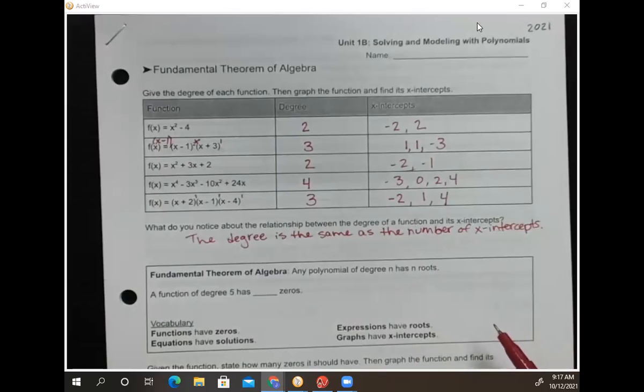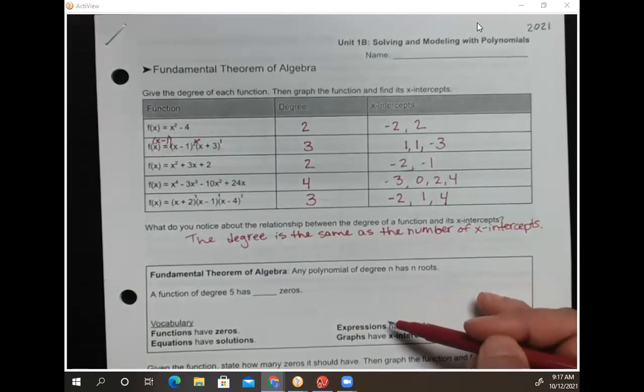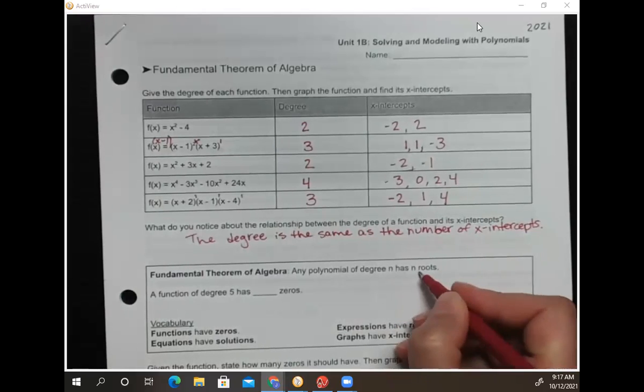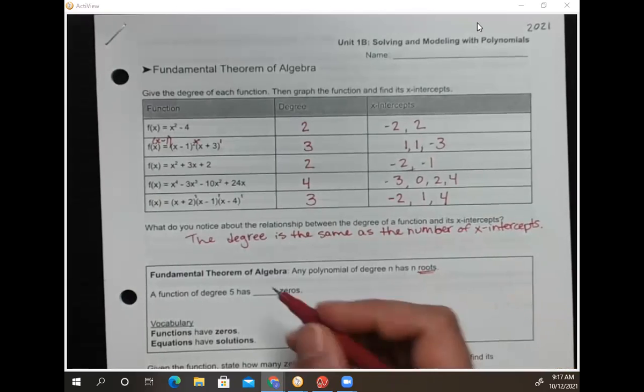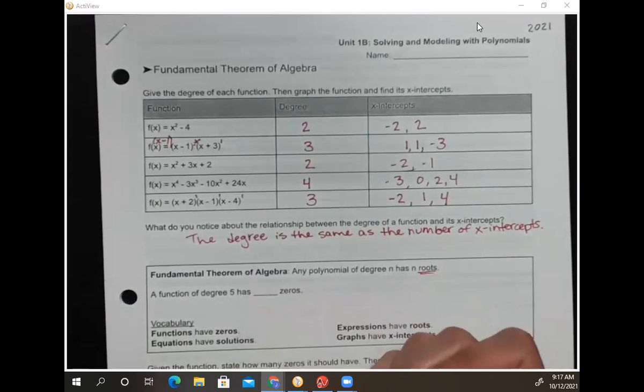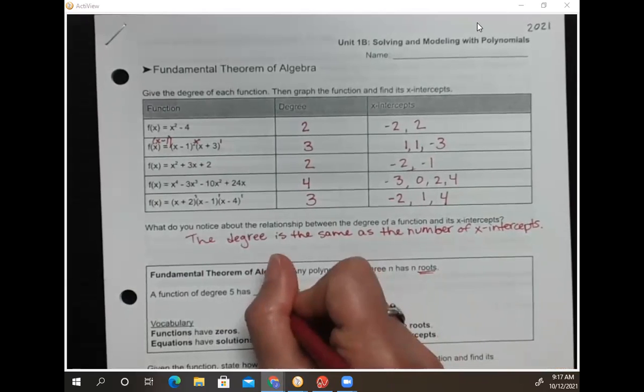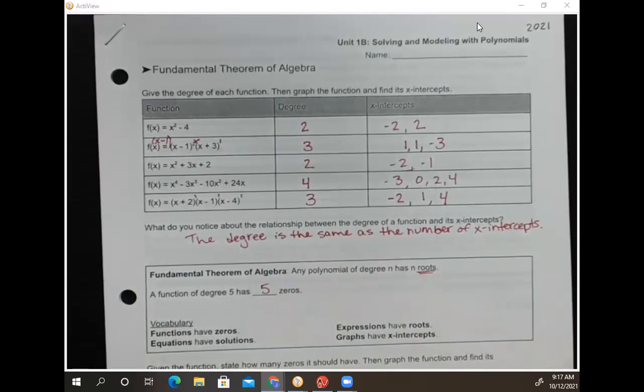That idea is what we call the fundamental theorem of algebra. Okay, fundamental theorem of algebra. So whatever the degree of my polynomial, that's how many roots, we're going to see that term now, that's how many roots my polynomial should have. So if my function has a degree of 5, then it should have 5 zeros.